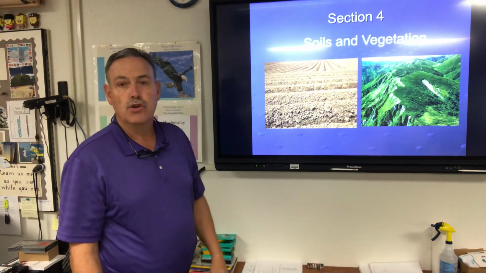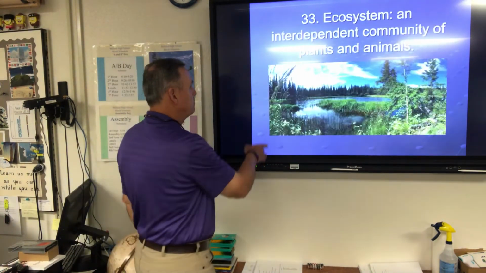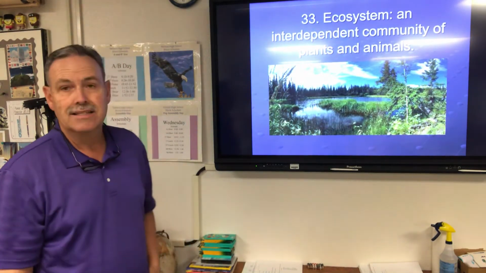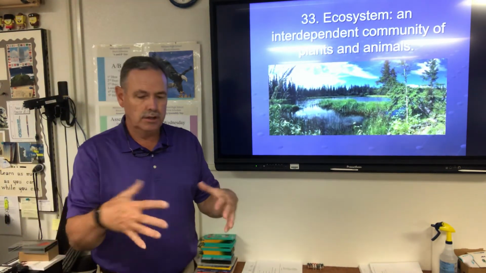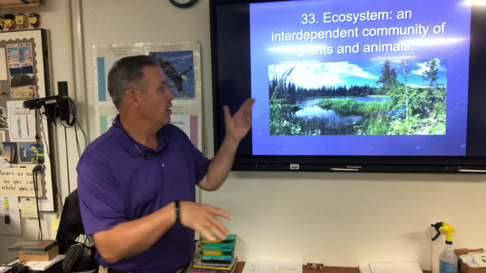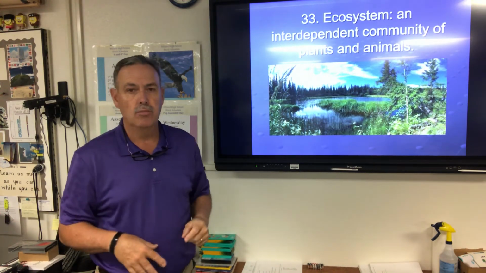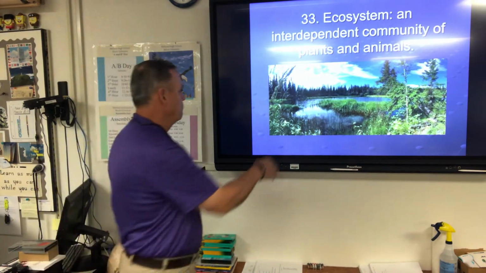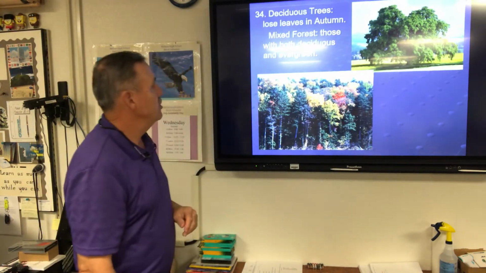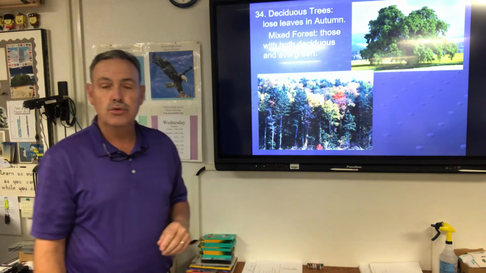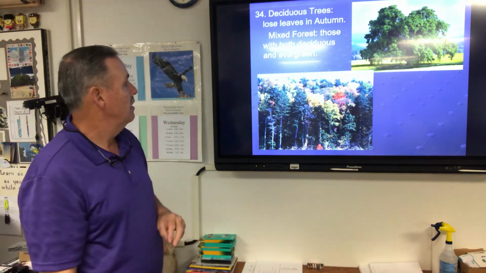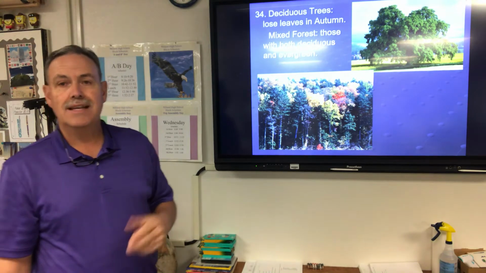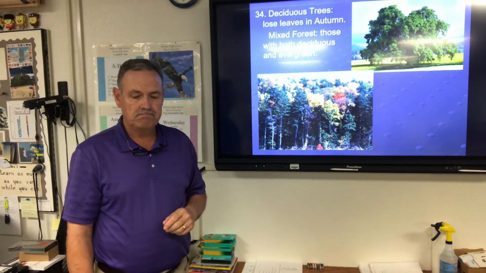section 4 will deal with soils and vegetation. So an ecosystem is an interdependent community of plants and animals. And then as we look at a smaller part of this system, we would call that a biome, a smaller regional ecosystem. Deciduous trees are those that lose their leaves in autumn. And a mixed forest, those with both deciduous and evergreen trees.